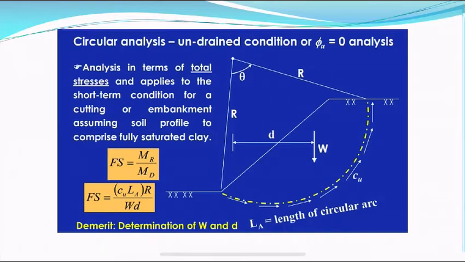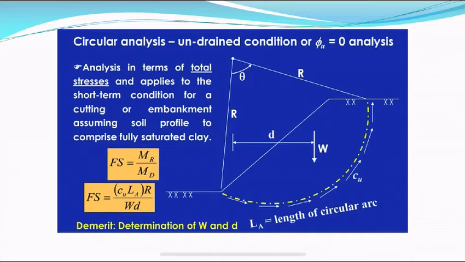We can also determine the horizontal distance from the center of rotation. The horizontal distance, that is d, is the distance from the center of gravity of the area where the weight W is acting to the center of rotation. For this, we take moment equilibrium, taking the moment of all the resisting forces about the center of rotation against the moment of the driving forces about the center of rotation. Here W is because of the self weight of the soil.